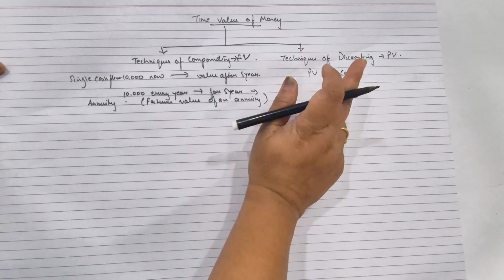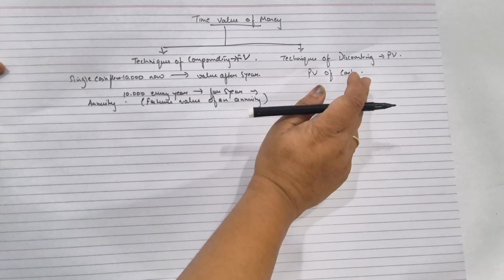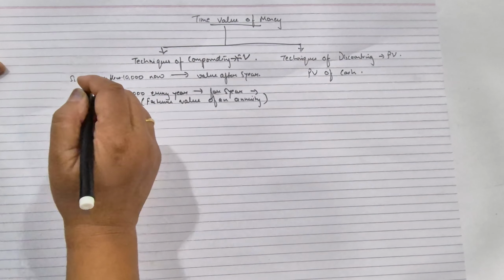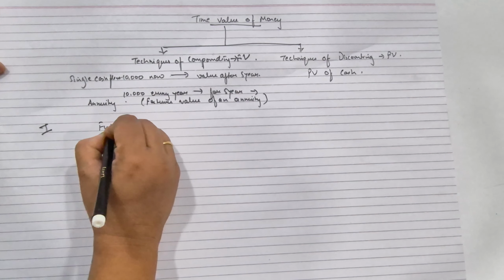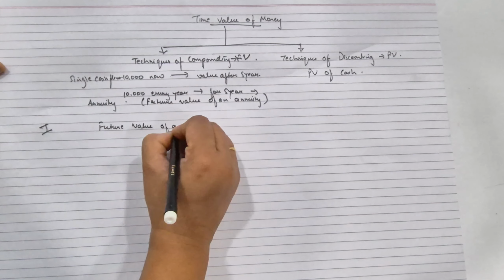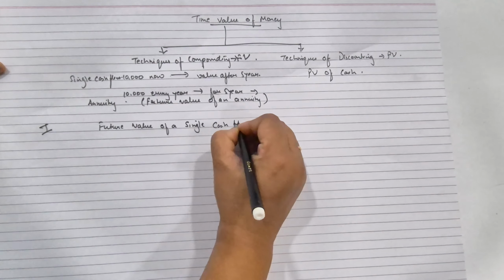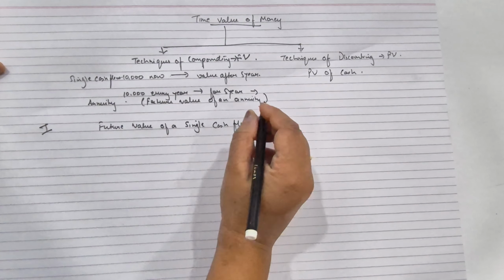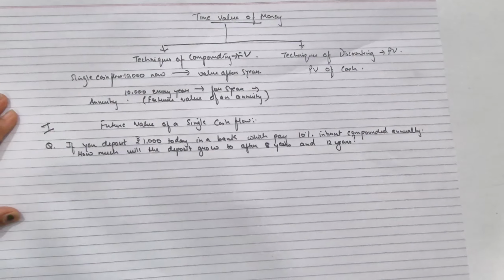Here also there are two techniques: one for single cash flow, and then the present value of an annuity. The first technique is the future value of a single cash flow. Let's take a very simple, basic example, then you will understand this.